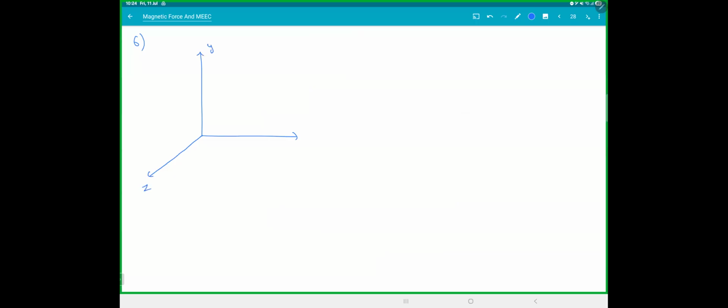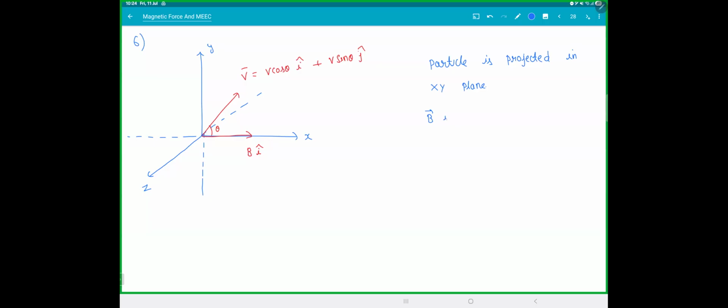So x, y, z. The magnetic field is in the x-axis, so it is B i cap. The velocity v bar, this is theta. So let's say this is v cos theta i cap, v sin theta j cap. So velocity is in the xy plane. Particle is projected in the xy plane. And the magnetic field is along the x-axis. Find the coordinates of the particle at time t, starting from origin.